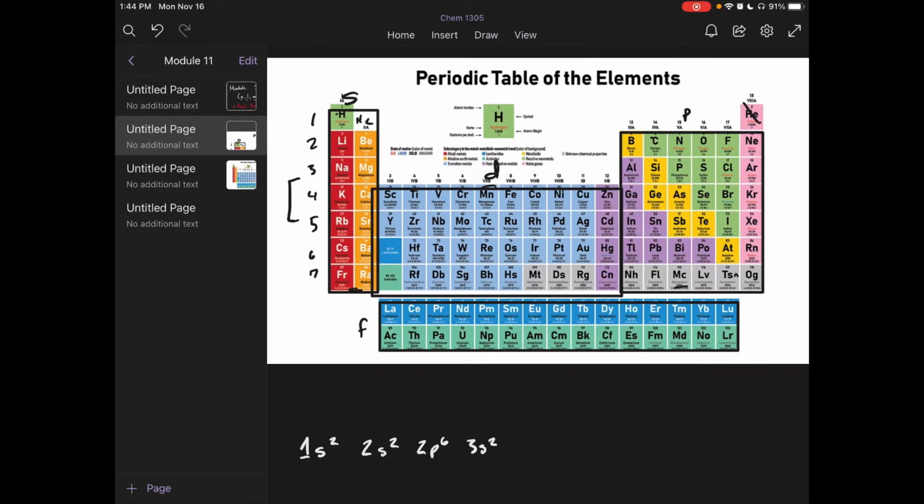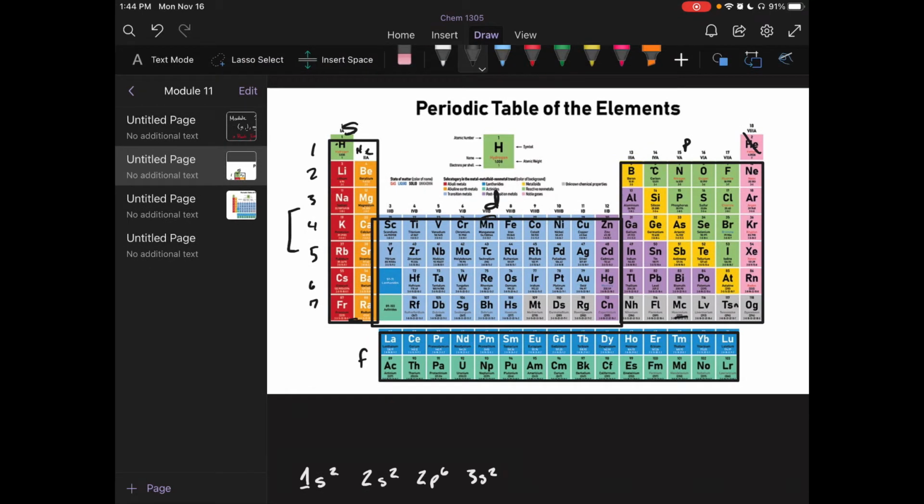What I'm going to do is give you the electronic configuration for carbon, and hopefully you will be able to see the pattern, right? So the electronic configuration for carbon is 1s2, 2s2, and 2p2. And this is a ground state carbon, right?